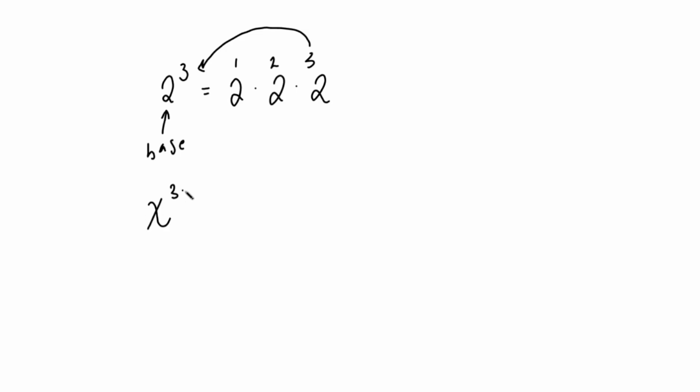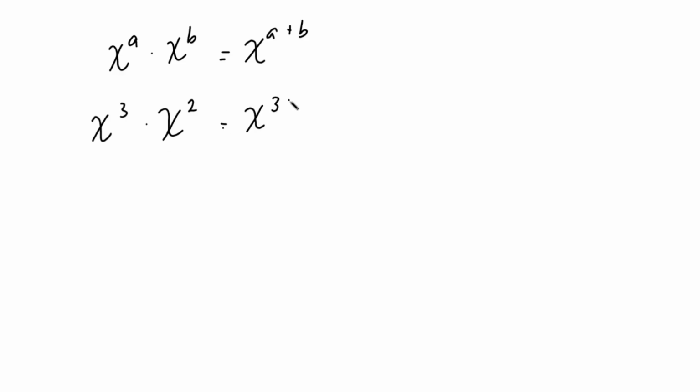And here we have an x base to the power of 3. So that means the base x is being multiplied 3 times. So here we have one, multiply it a second time, and then multiply a third one on. That's why the top is 3. The base tells you what is being multiplied, and the exponent is telling you how many times this happens.